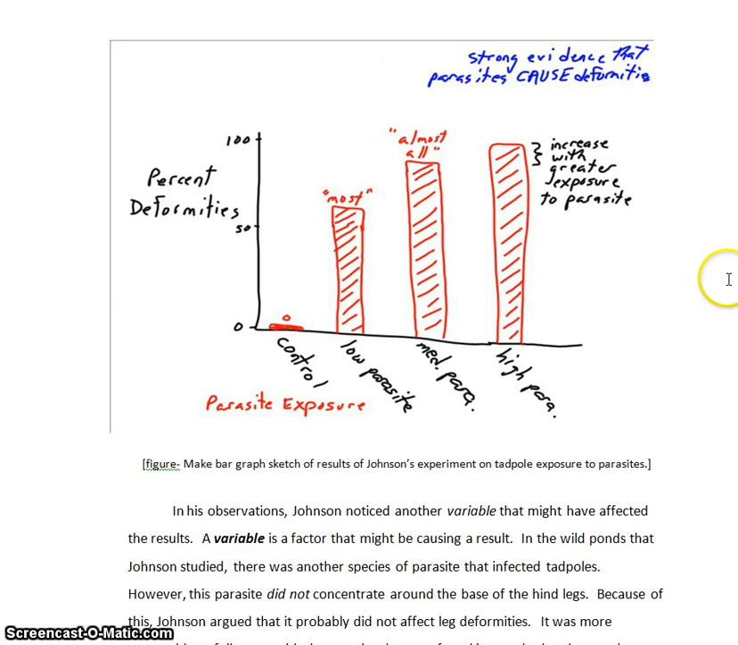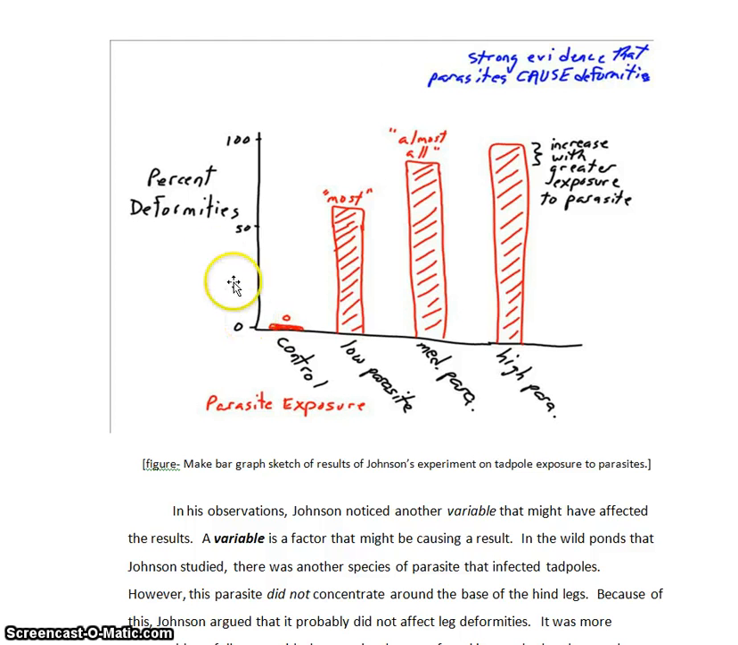Okay, so another researcher decided to directly test the parasite hypothesis by doing an experiment. And this bar graph here shows the results of this experiment. And here's what they did. They had 4 groups of tadpoles. In one group, there were no parasites added to the environment of the tadpoles. In another group, there was a low dose of parasites added. In another, a medium amount of parasites, and in a fourth condition, a high amount of parasites were added to the water that the tadpoles were developing in.